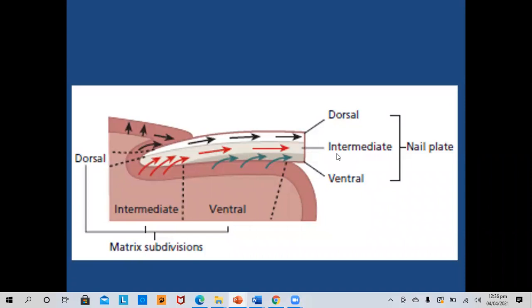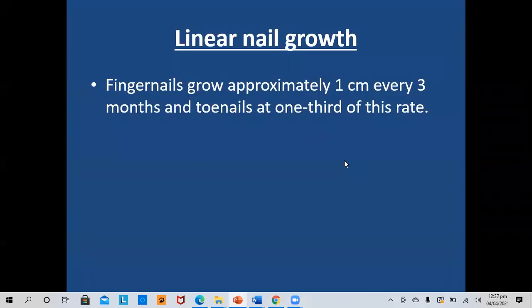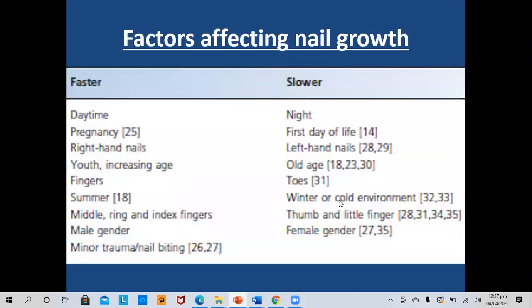And you should also clear your misconception that the nail plate contains calcium. Since the nail plate originates from the matrix, it replaces the stratum corneum of the skin. So the nail plate is mainly proteins and not calcium. Linear nail growth: fingernails grow approximately 1 centimeter every 3 months, and toenails at 1/3 of this rate.